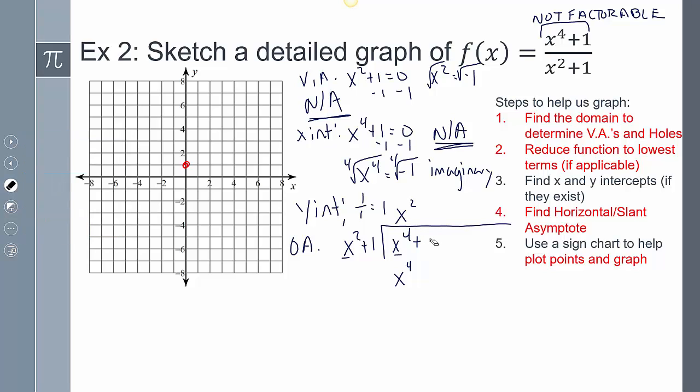So I need to go through and make sure I put placeholders. I don't have an x cubed. I don't have an x squared. I don't have an x. And then I can put my plus 1.